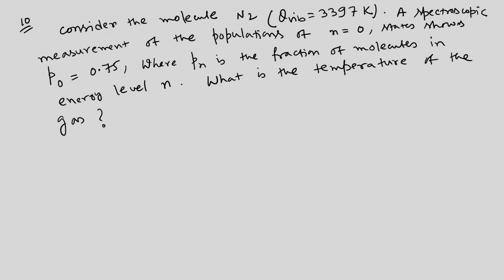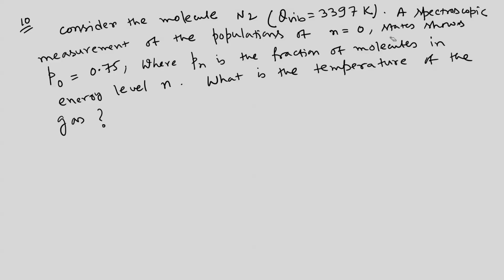So, this problem states, consider the molecule N2 for which the value of theta vibrational is 3397 Kelvin. A spectroscopic measurement of the populations of n equals to 0 levels shows P naught equals to 0.75, where Pn is the fraction of molecules in the energy level n. What is the temperature of the gas?